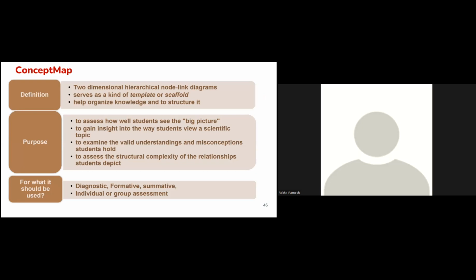And a concept map has some focus question. You want to know whether they have understood all the concepts that you have taught and the intricate links between those concepts. Semantically, how they are related, whether they have understood or not. That's the purpose of a concept map. It assesses how well students see the big picture, gains insight into the way students view a scientific topic, and examines the valid understandings and misconceptions. If links are not properly made, then you know that there are some misconceptions which the students hold, which you can clear. It also assesses the structural complexity of the relationships the students depict.